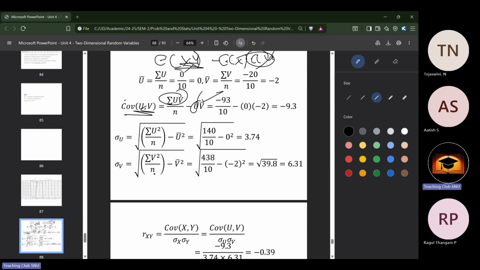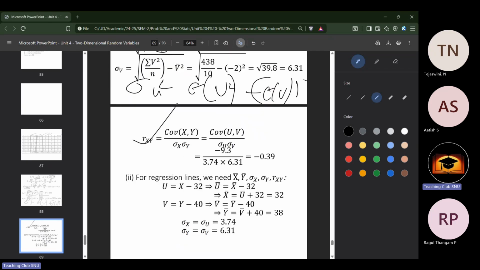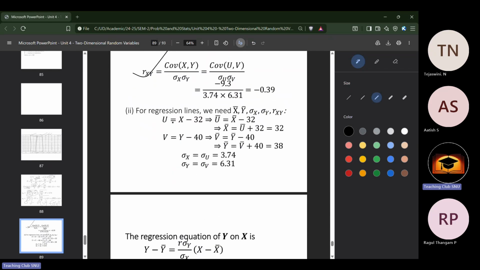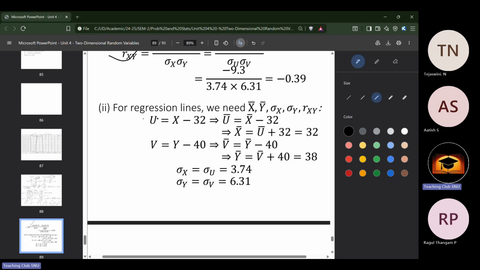So sigma u, sigma v as well. Sigma u square is given by the formula: expectation of u square minus expectation of u, the whole square. That's what they have done. So you can do that. Now, having gotten all the values, you can substitute in the correlation coefficient, and after that, you can find the values. So I easily substituted u and v in terms of x and y, right?